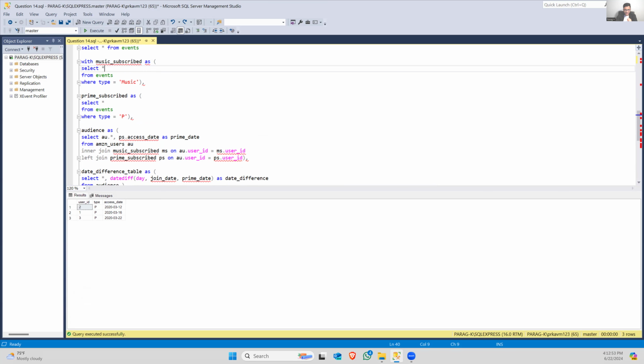Now, why am I particularly doing it? I'm doing it primarily for two reasons. One, I want the commonality. The music is the starting point, so it's very important for us that music should be there. That's the reason I'm performing an inner join between them.